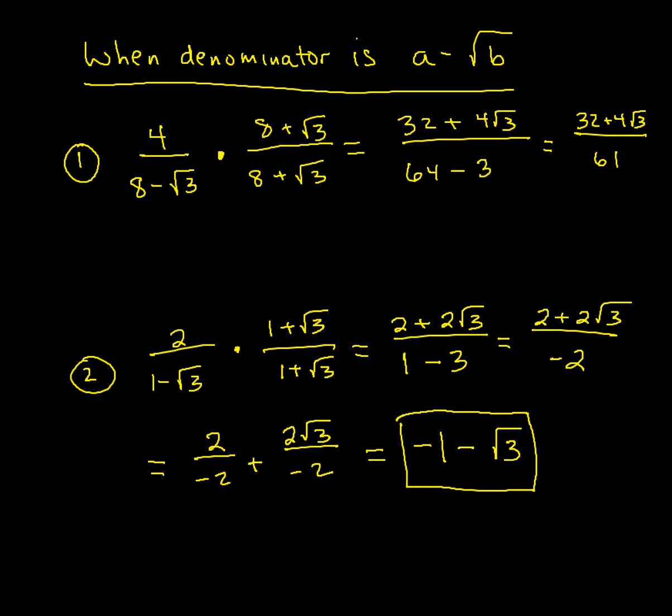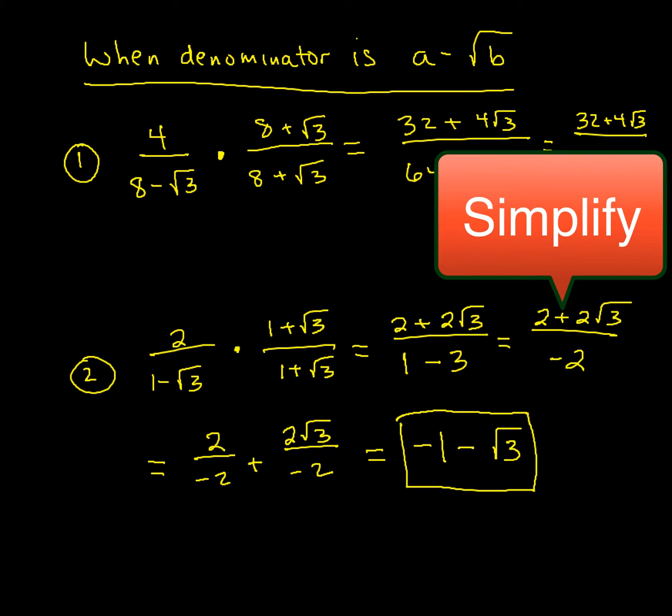Hopefully, when you got to the 2 plus 2 root 3, all of that over negative 2, you were able to remember to separate that and simplify it until you end up with negative 1 minus square root of 3.